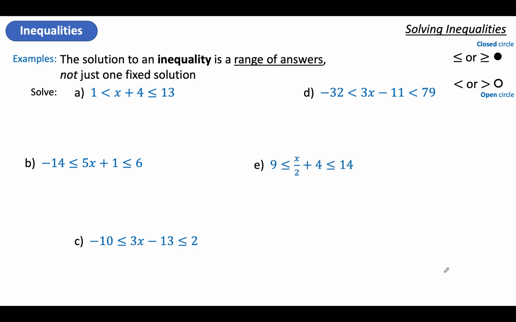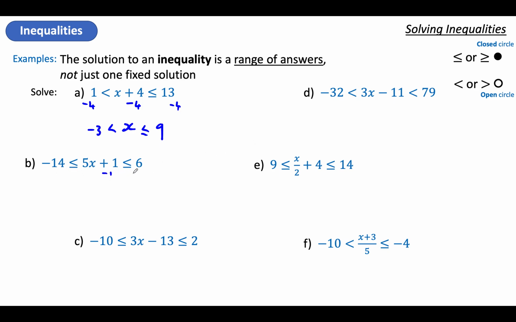Some more for you to do then. There are 6 here for you to have a go at. Pause the video, unpause when you're done. Cool. Okay, let's take away 4 from all 3 parts to get x is less than or equal to 9. And x is greater than negative 3.